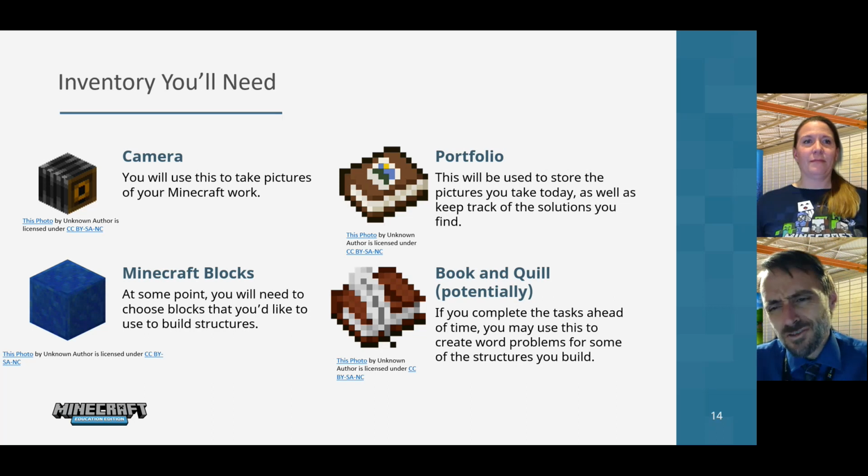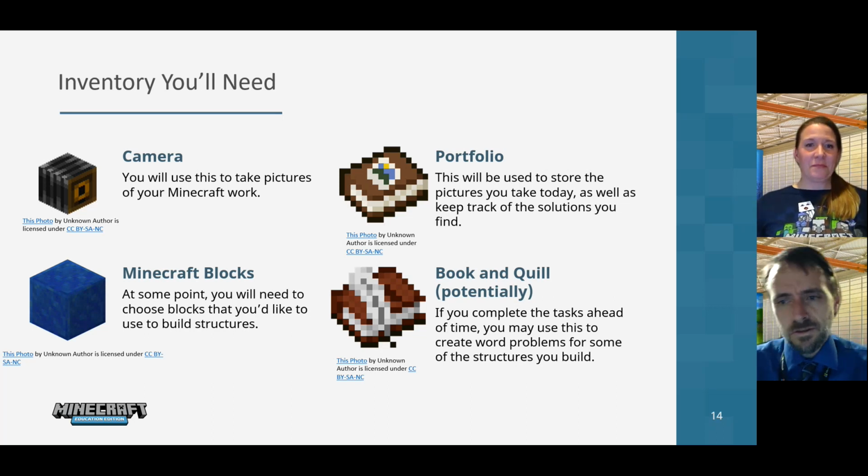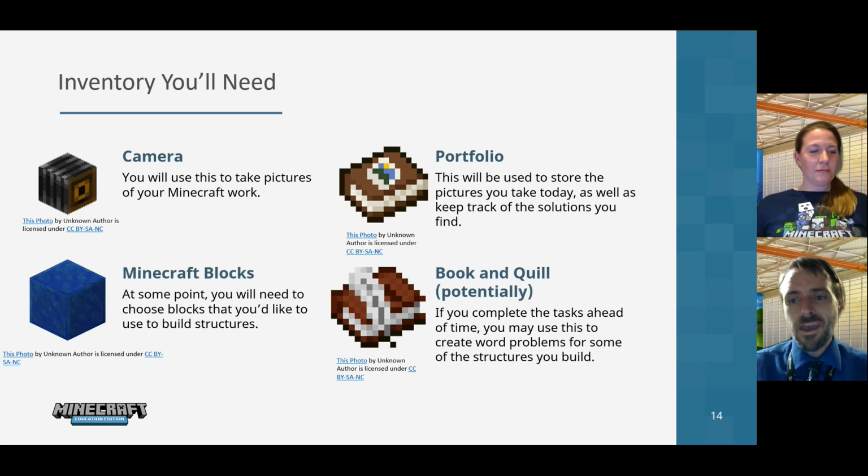And then eventually, maybe you'll get to use a book and quill, potentially, where a book and quill just means maybe you want to write some word problems and show off your work just a little bit more. It's a place where you can type and add a little bit more text than you would in the portfolio.